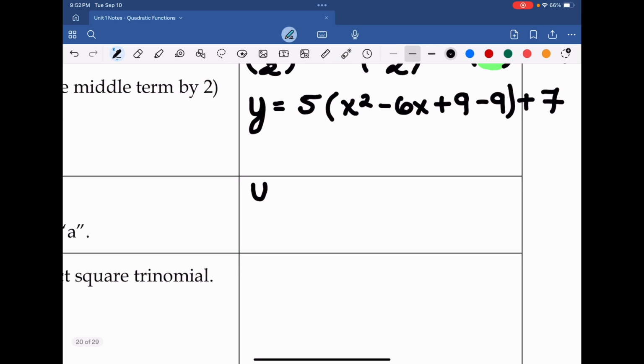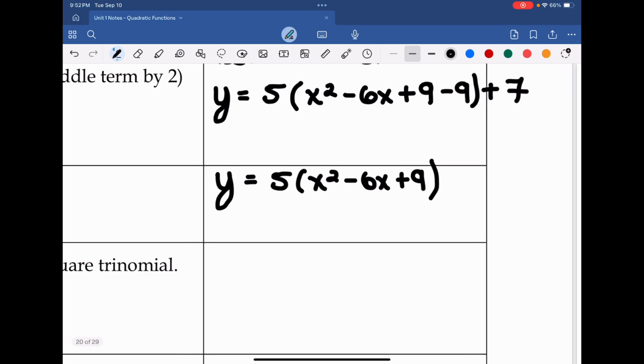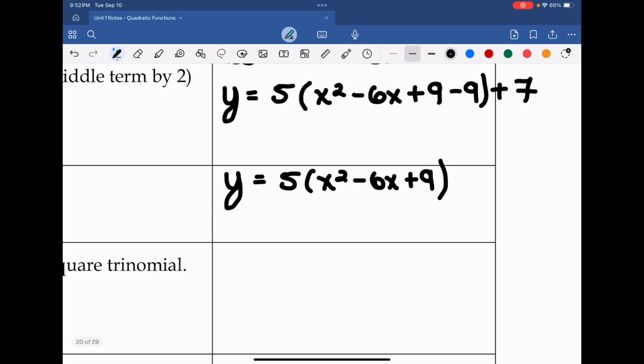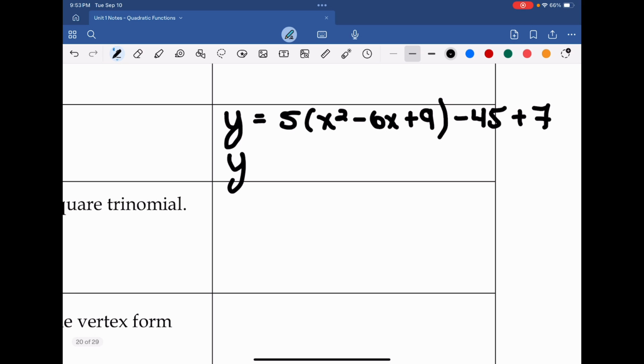Here's what it's going to look like. y is equal to 5(x squared minus 6x plus 9). We're going to close the bracket because we're removing out that negative 9. It's going to become 5 times negative 9, which is negative 45, and then we're going to go plus 7. Now from here, we can actually simplify this just a tad. So we're going to write y is equal to 5(x squared minus 6x plus 9), and then on the outside, negative 45 plus 7, this is the same as saying negative 38.